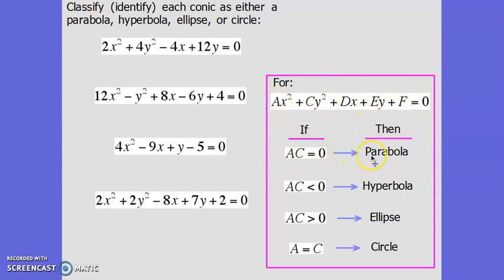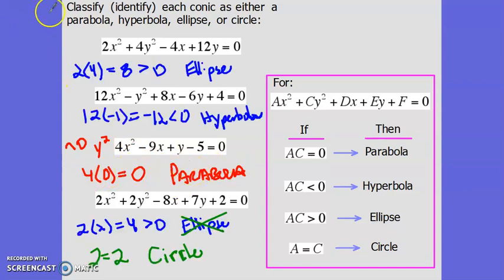If a times c is 0, it's going to be a parabola. So you'll notice over here at the left, this equation didn't have a y squared value in it, which means that a is 4, c would have been 0, and 4 times 0 is 0. That's going to be a parabola. Notice if we do the same for the other equations, 2 times 4 up top would have been 8. Well, it kind of makes sense. X squared plus y squared, we should get an ellipse. 1 times negative 1, right? Well, hey, x squared minus y squared, we should have a hyperbola.